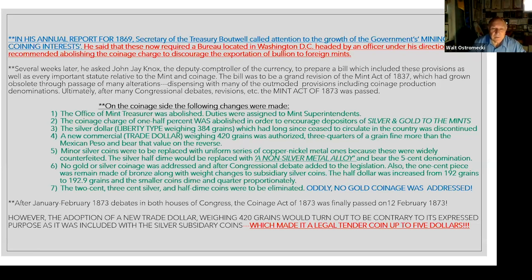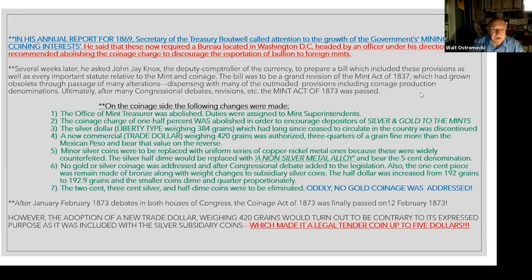The 2 cent, 3 cent, half dime coins were to be eliminated. Yet, oddly enough, none of the gold coinage was addressed to be eliminated. Well, after much debate, Congress is good at that, as you probably well know. In 1873, both houses agreed, and the Coinage Act of 1873, now we've moved up a few years, was finally passed on February 12, 1873.